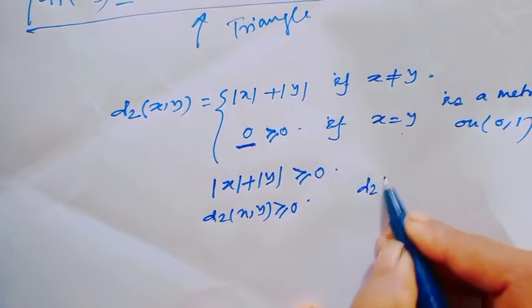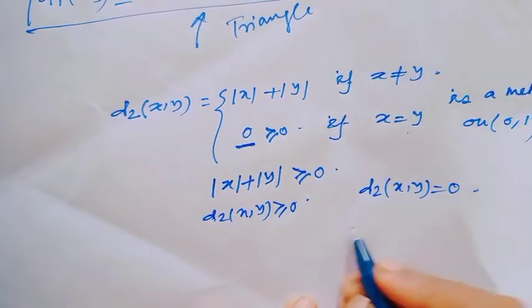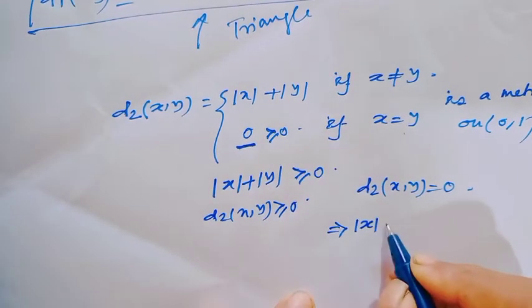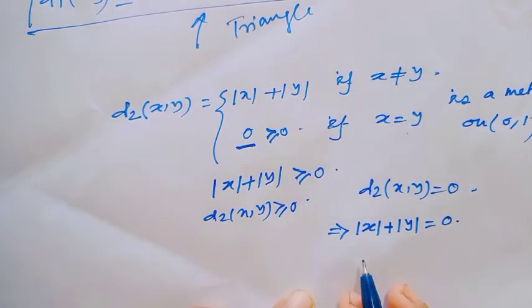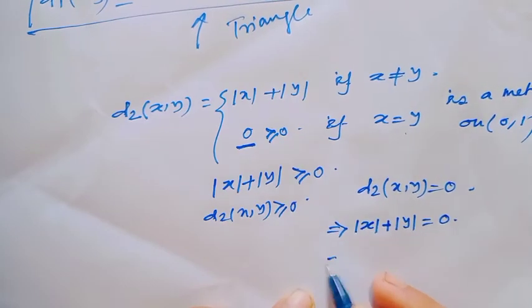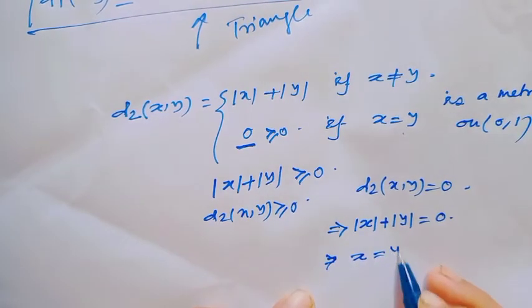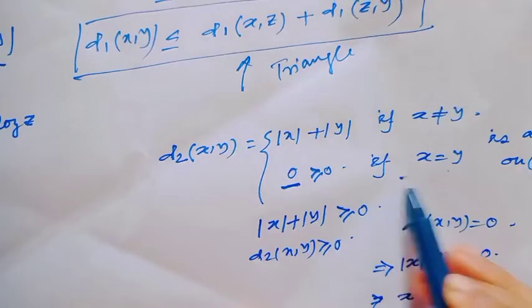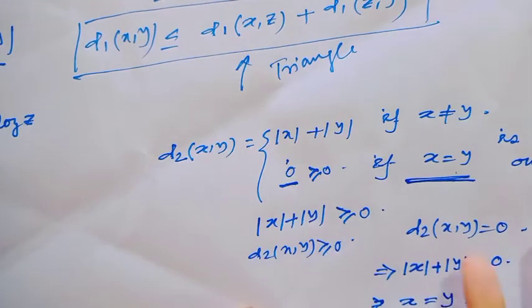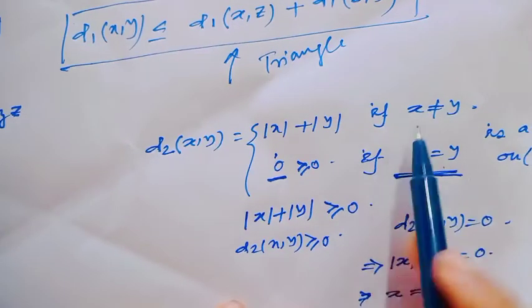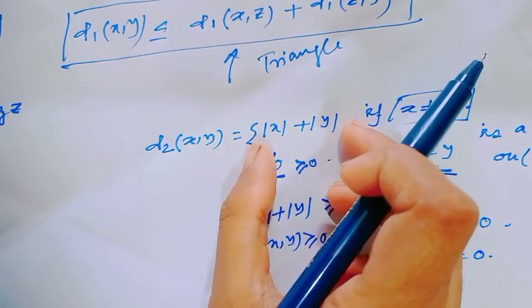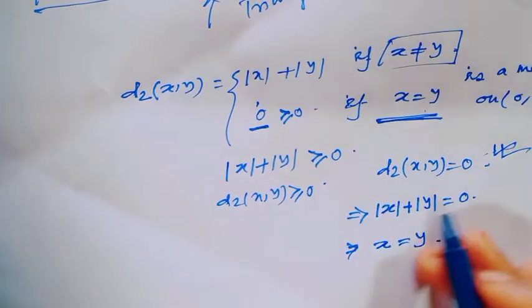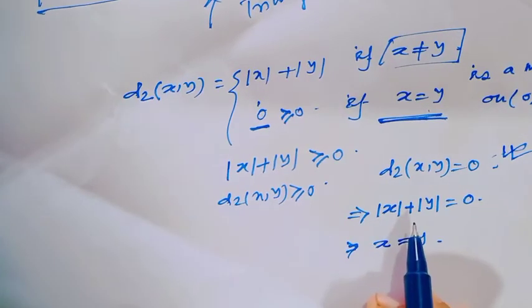Second, d2(x,y) equal to 0. That means the absolute value of x plus the absolute value of y equal to 0, and obviously this being 0 means x equal to y. And the other condition, 0 when x equal to y. This is for x equal to y, and when x is not equal to y, this sum is greater than 0, so x would not be equal to y. That means two conditions are satisfied here.